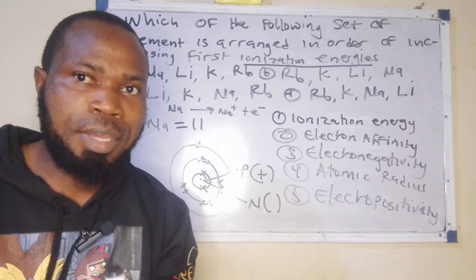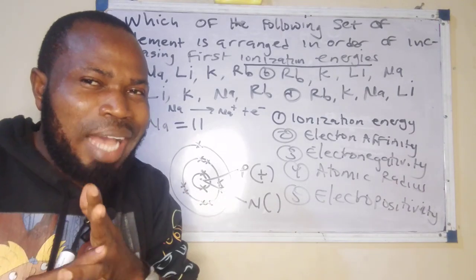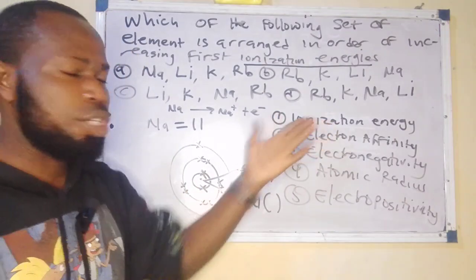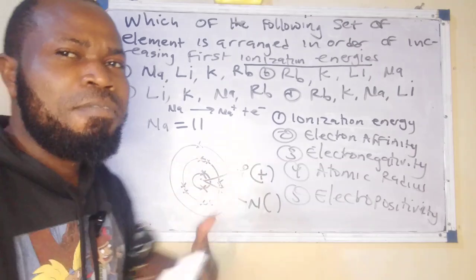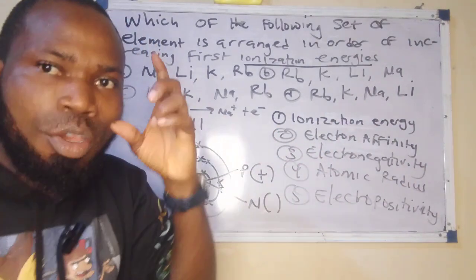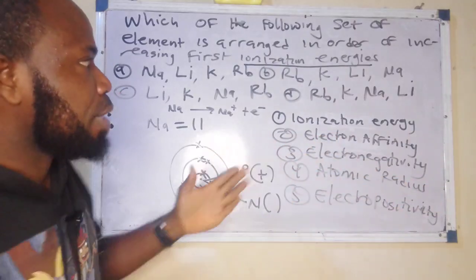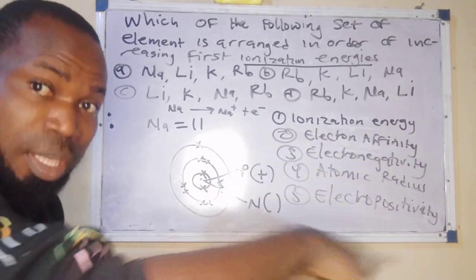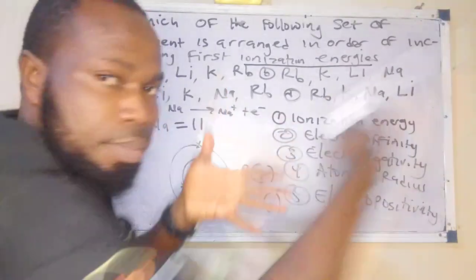So look at the two things so you don't get confused. What are the two factors that affect ionization energy? Number one is nuclear charge. Number two is atomic radius or atomic size. Now the next question is, of course, how does it vary with the periodic table? Ionization energy increases across the period. What does that mean? Elements in the same period, across the period, ionization energy is increasing.